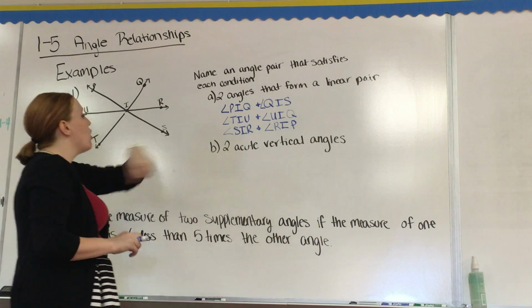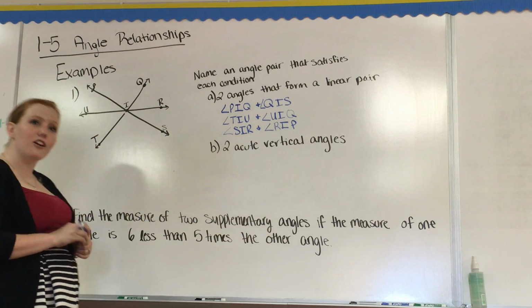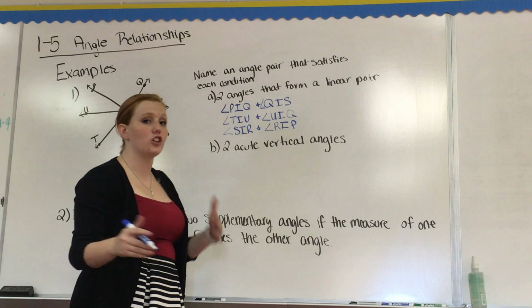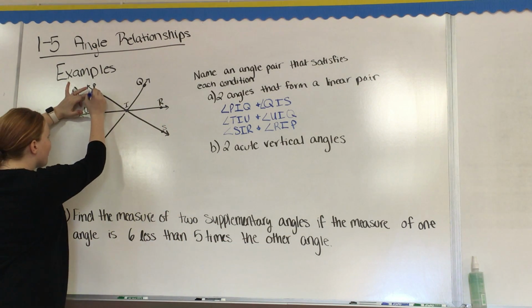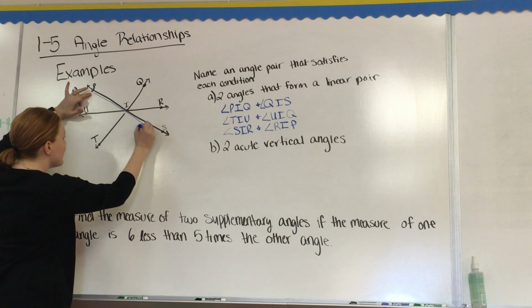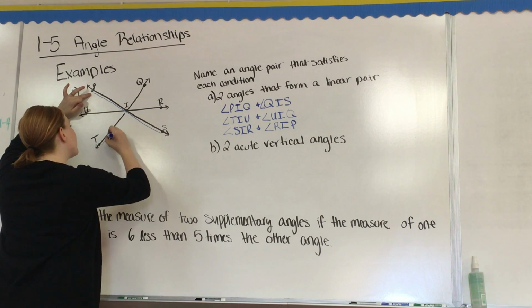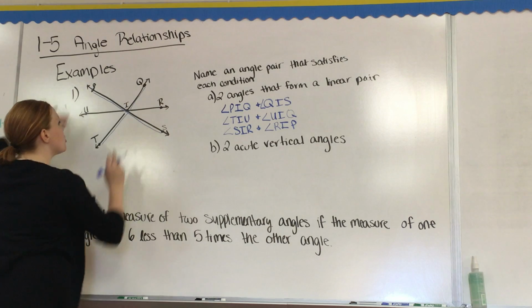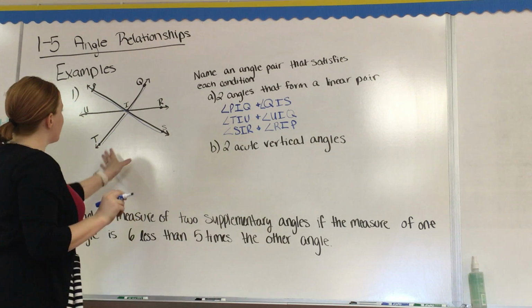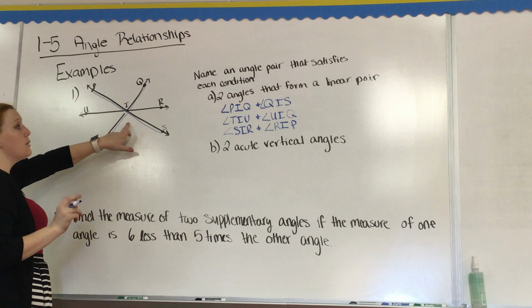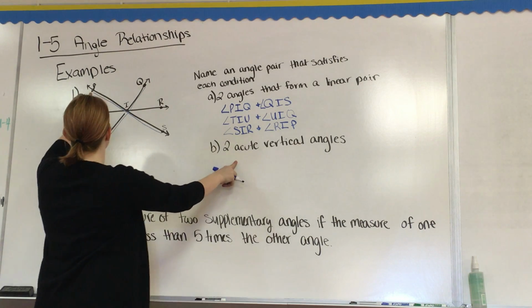Also, then B, two acute vertical angles. I don't think I mentioned an example of vertical angles, but remember, vertical angles are from an intersection of two lines. Guess what? We have tons of intersections here. And they're not adjacent, so it means that they have to be opposite. So let's use these intersections I've drawn in blue. And I need two acute vertical angles.